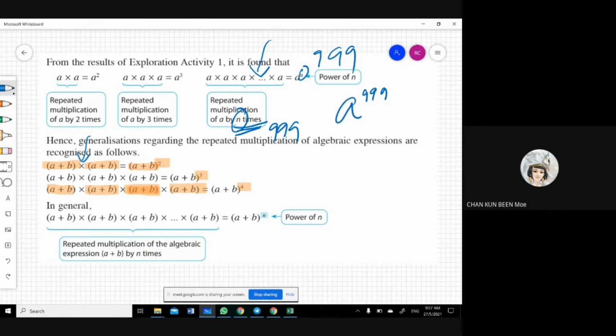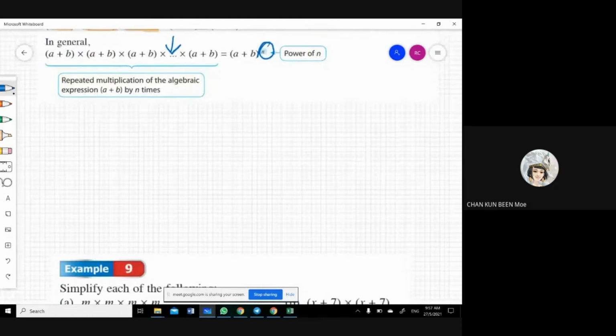Okay? And then in general, you look at the last one. If we have A plus B and then another dot, dot, dot, meaning that we don't know how many, so we are going to replace it with the value of n. Meaning it is A plus B to the power of n. Okay, so they show you the description over here. It is a repeated multiplication of the algebra expression in bracket A plus B by n times. Okay, we are going to move to the example so that you understand better.